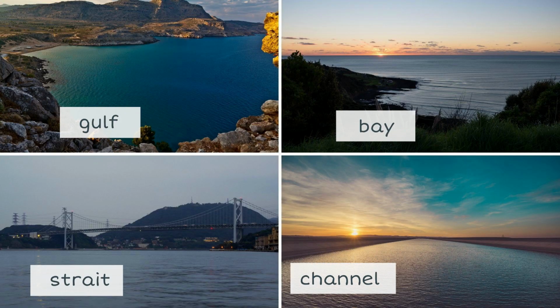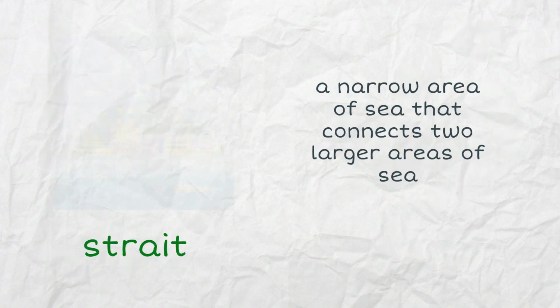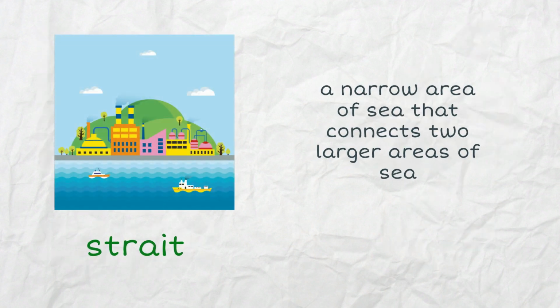Other words that are associated with seas and oceans are a gulf, a bay, a strait, a channel. A bay is a part of the coast where the land curves in and surrounds the seas on 3 sides. For instance, the Bay of Bengal. A gulf is much larger than a bay, for example, the Gulf of Mexico. A strait is a narrow area of sea that connects 2 larger areas of sea, like the Strait of Gibraltar.